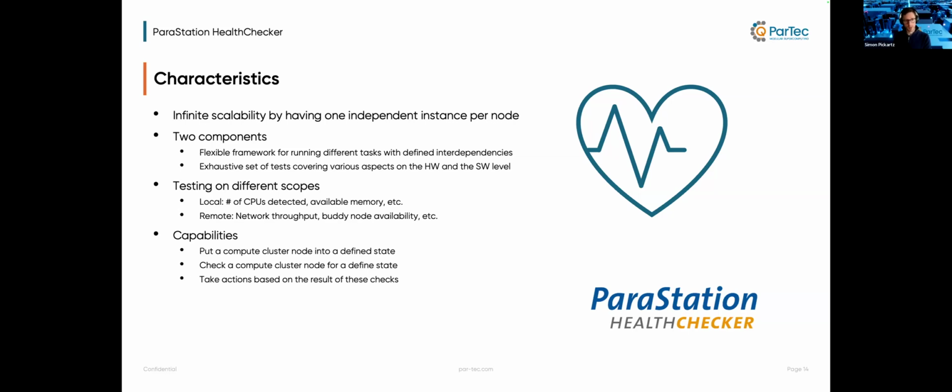We have still different scopes of tests. So we have those local tests, like detecting are all CPUs available that we expect, the available memory, configuration, as I mentioned before. But there are also some remote tests depending on the configuration. So for example, if a node has been taken offline due to some hardware repair or so on, then we would be able to run some more extensive testing with the health checker, also covering things like network throughput and so on and so forth.